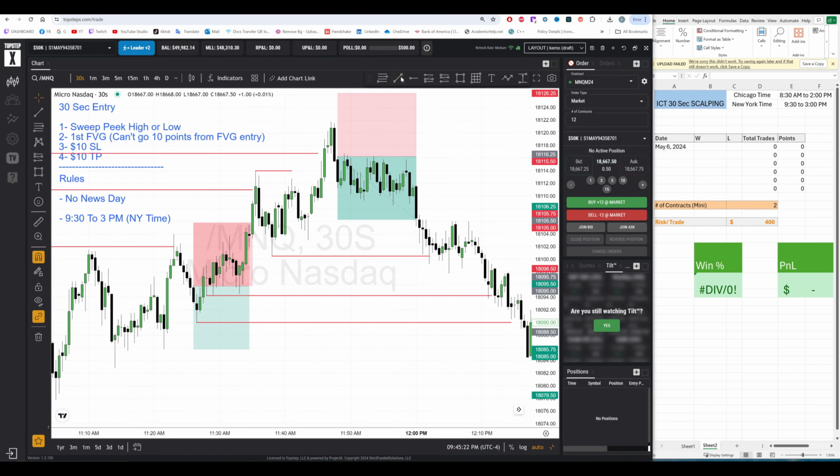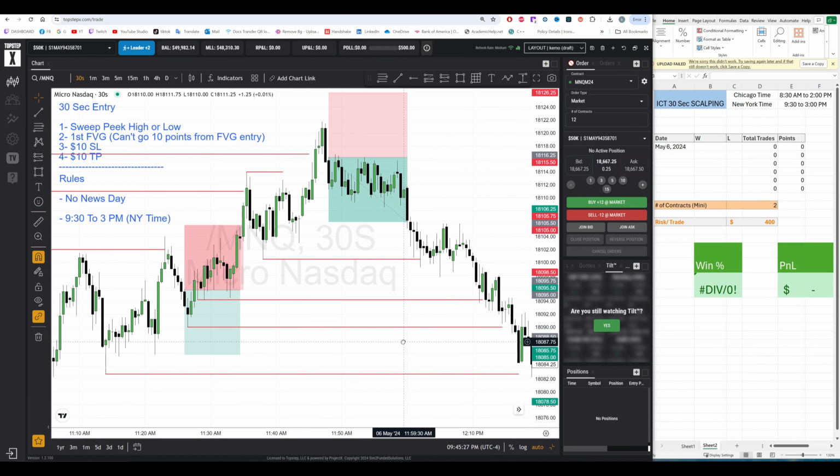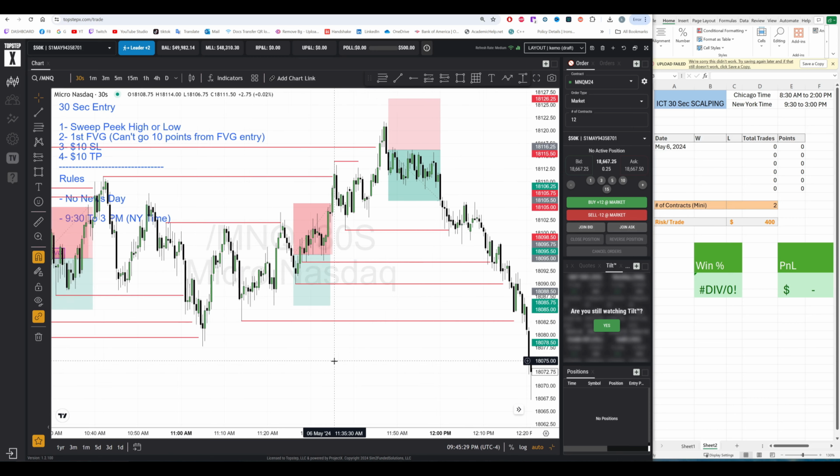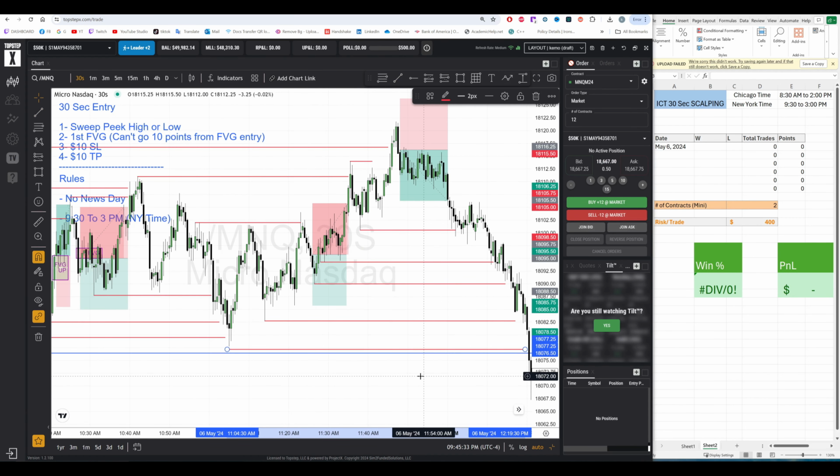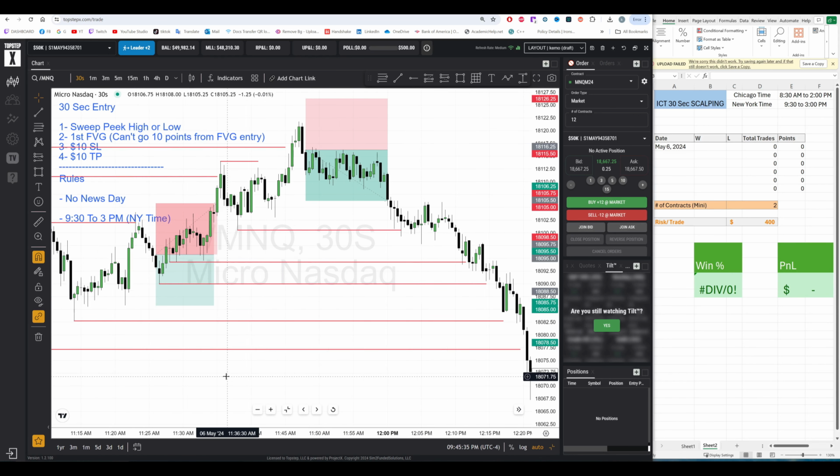Okay, so the price is dumping. This is a really important low, and it's a really obvious one. Okay, so we're sweeping all the sell side liquidity down there. I did not mean to do that.